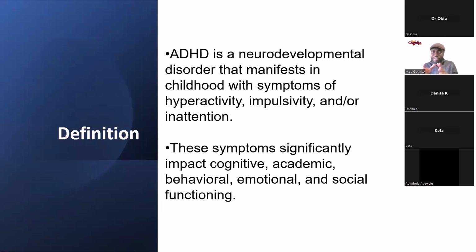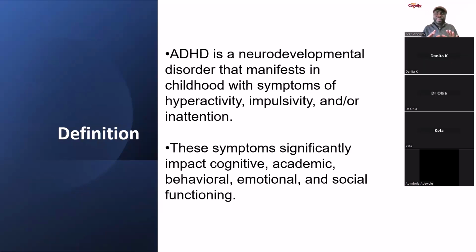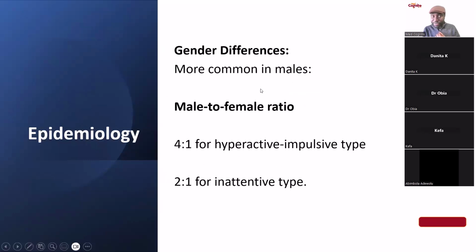Now, ADHD is a neurodevelopmental disorder, and it manifests in childhood with symptoms of, as we talked about, hyperactivity, impulsivity, and/or inattention. That's ADHD for you. ADHD can impact various aspects of the patient's life, like cognition, academic life, behavior, emotions, and social functioning. One other thing, I should have dropped a question on this, but I didn't. So, who is it commonly found in? ADHD is commonly found in males as compared to females.